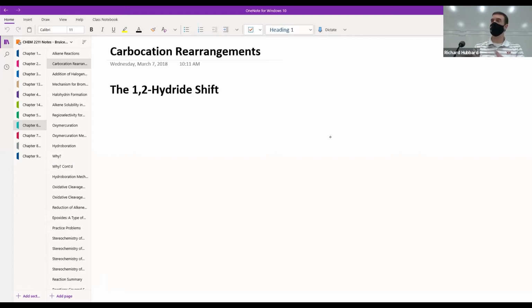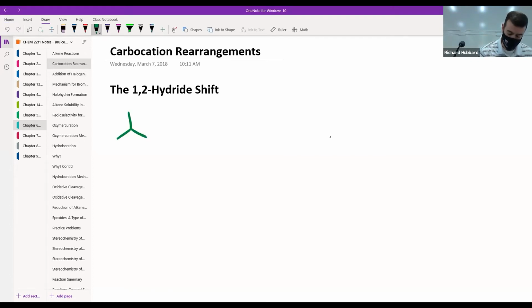That's the shifting or moving of a hydrogen from one position to the next. We call it a hydride because it is a negatively charged hydrogen. It has 2 electrons, which normally a hydrogen, certainly a proton, would have no electrons, right? So let's look at our starting material.